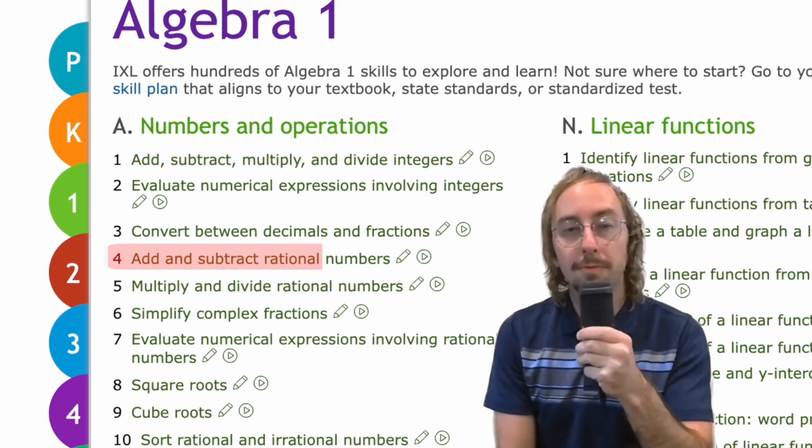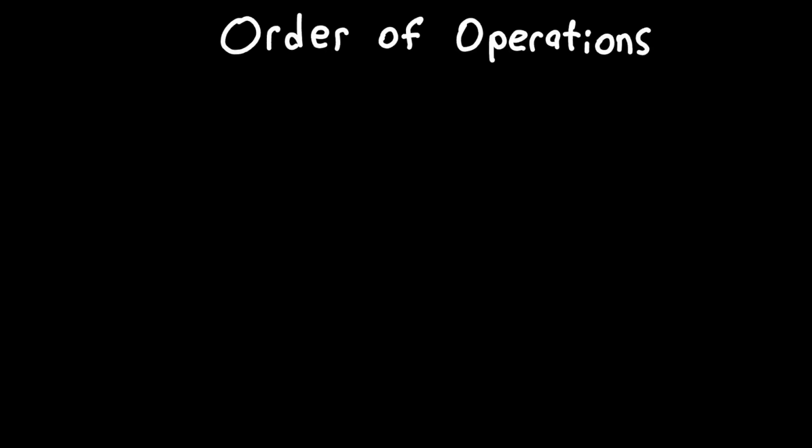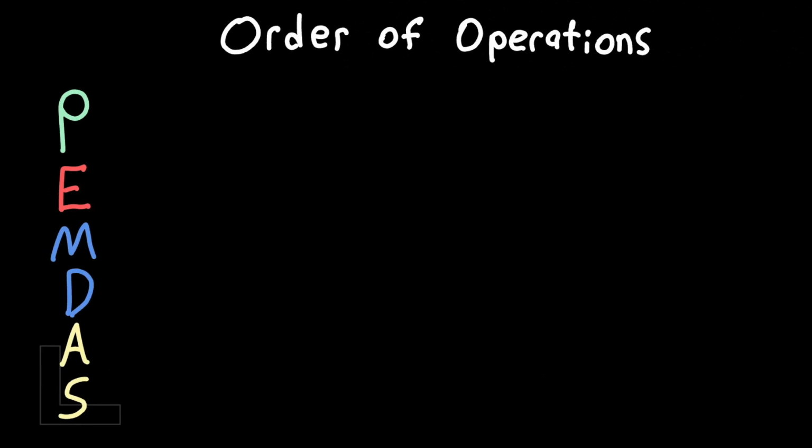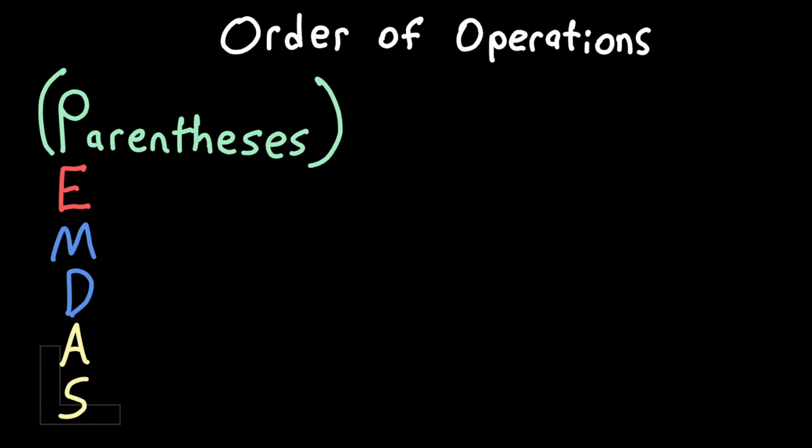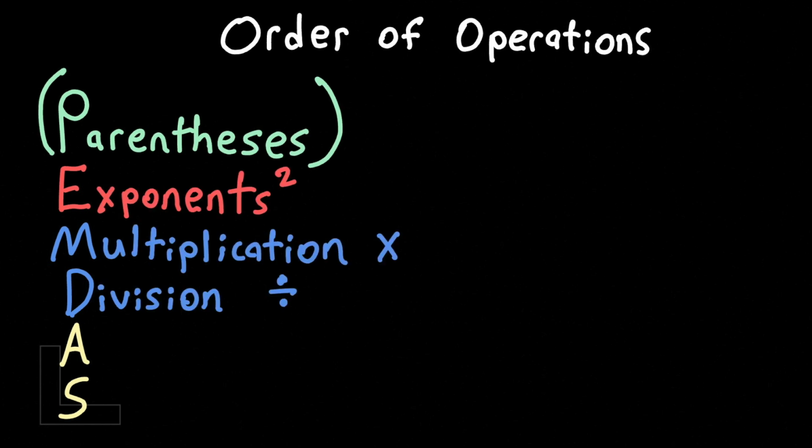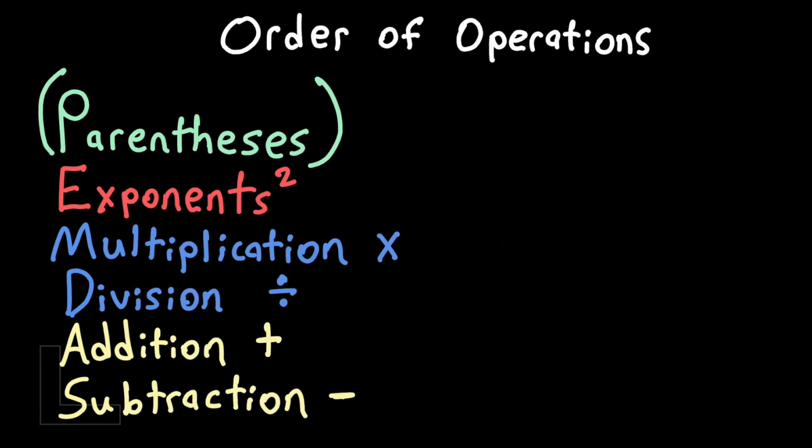Here's what you need to know before you dive into A2. This skill is all about the order of operations. All you need to remember is PEMDAS, which tells you the order you should solve an expression in, starting with parentheses, exponents, multiplication and division, then addition and subtraction last. Let's look at some examples.